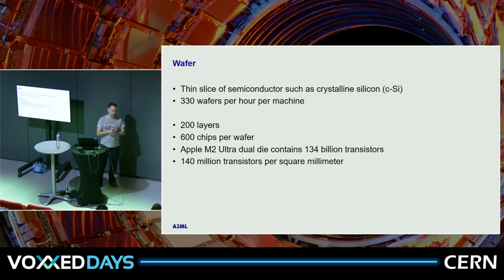Then some more details about wafers. Depending on the machine and the type of chip, one machine can produce about 330 wafers per hour, but that's a single layer, as we will see later. For a chip, we can have up to 200 layers. So layers are printed on top of each other, up to 200. As we saw, about 600 chips per wafer. The amount of transistors on one chip per millimeter is quite insane, right? You cannot really imagine that we can print so much on such a small surface.